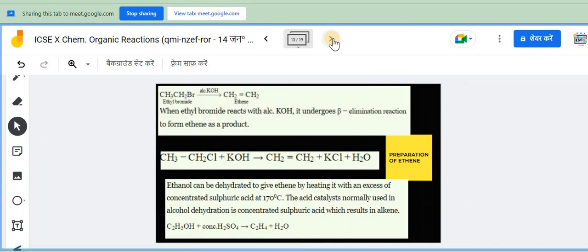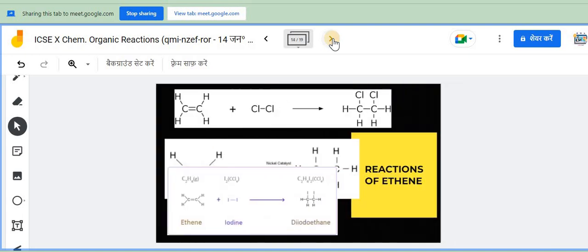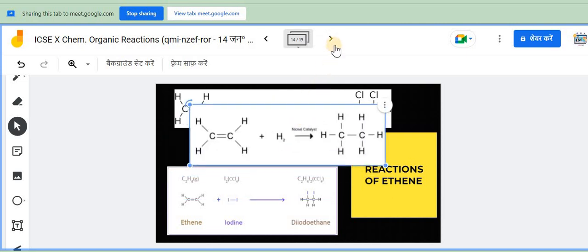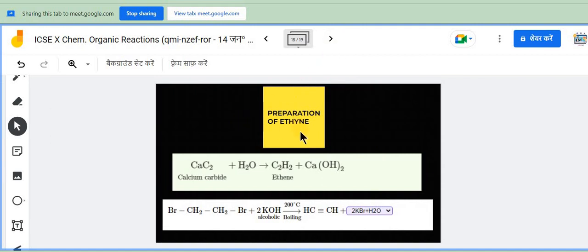Now, method of preparation of ethene we have discussed. Two methods: concentrated sulfuric acid and dehydrogenation. Reactions with chlorine, reaction with bromine, reaction with hydrogen, reaction with iodine. This we have to do, and we have done already. Next is preparation of ethyne.